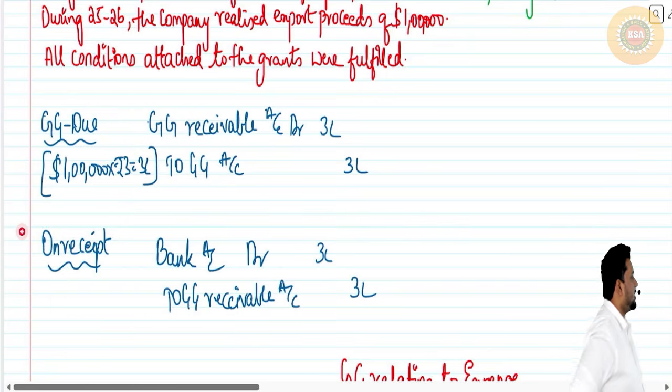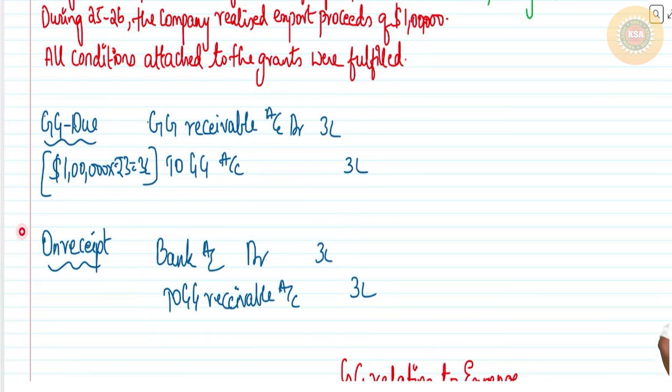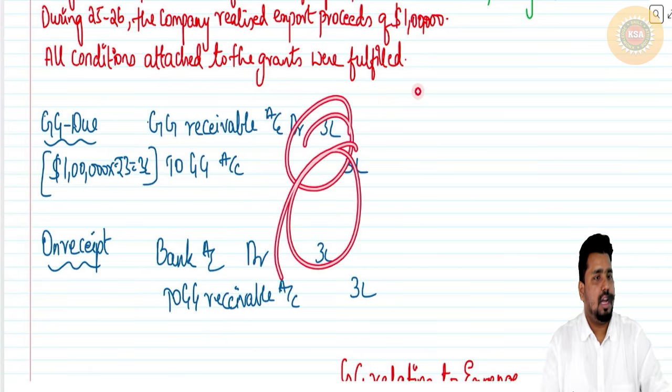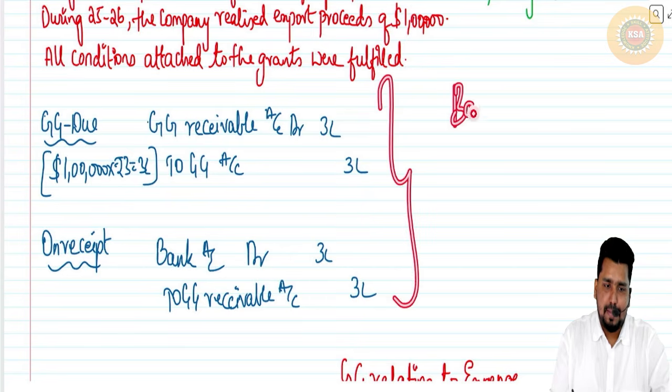Government grant receivable account debit to government grant. When you receive, what is the journal entry? Bank account debit to 3 lakhs. Clear or not clear? Therefore, what is the net entry? Bank account debit to government grant, which is taken to P&L.